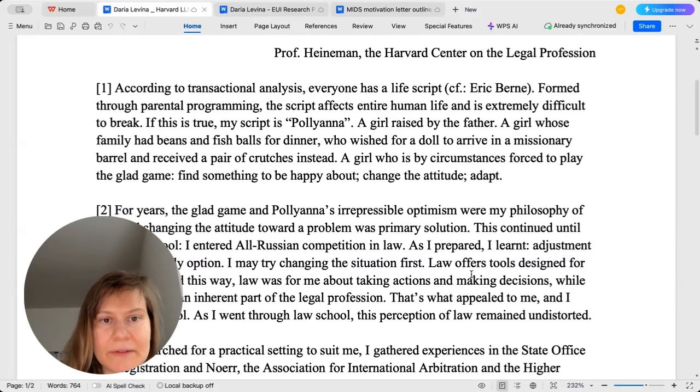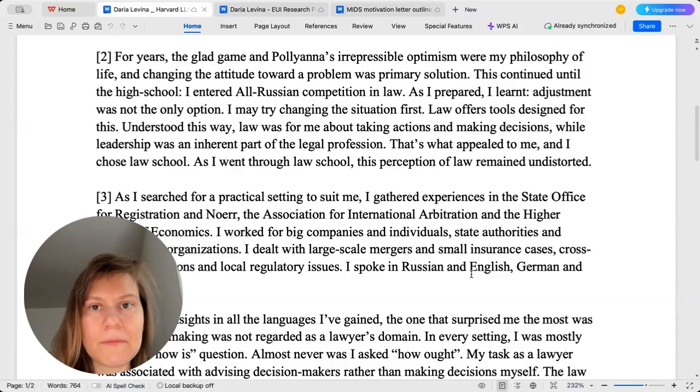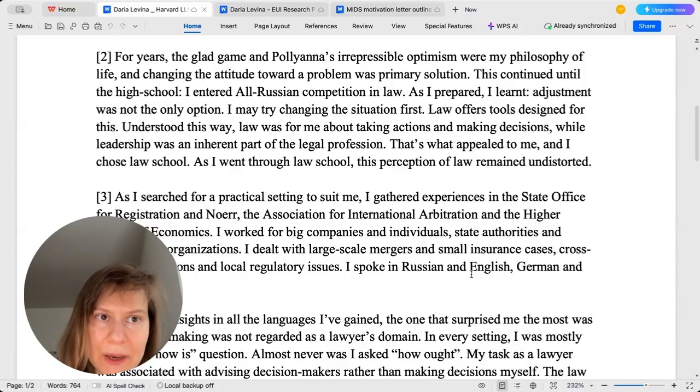Then comes paragraph number 2, and that's a continuation of paragraph number 1. The function of this paragraph is to show the reader how I was exposed to the idea that becoming a lawyer was possible and how I decided to become a lawyer. For me, that happened through the All Russian competitions in law. Yours may be different, or maybe you will not talk about it at all.